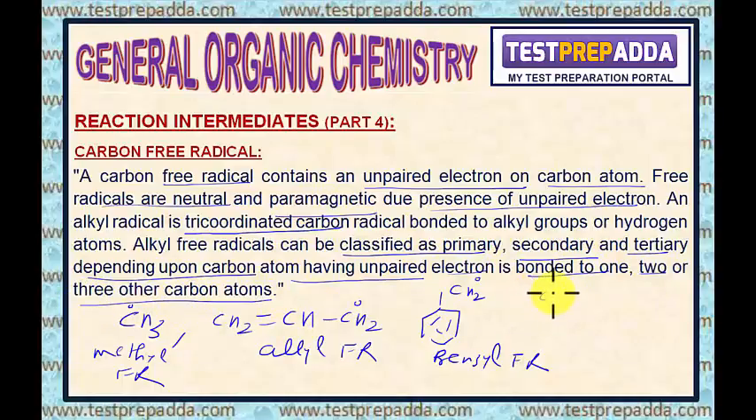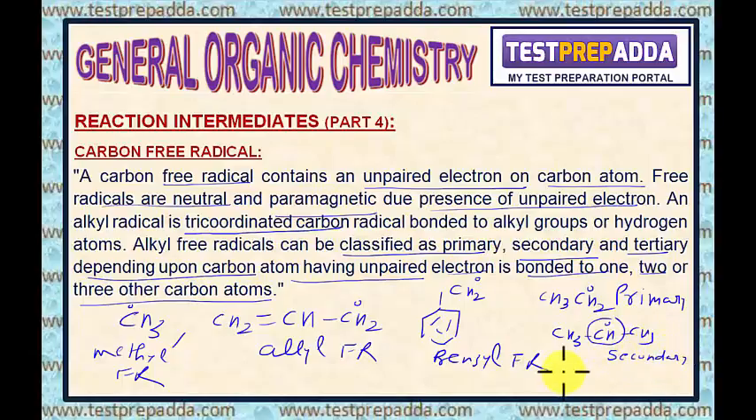For example, if I write CH3CH2 free radical, here you can see this carbon which has the odd electron is attached with one other carbon atom. That is why this is primary alkyl free radical. Now second, CH3 CH CH3. Here you see this carbon which has the odd electron is attached with two other carbon atoms. That is why it is secondary. Now CH3 free radical here, CH3 CH3. Here you can see this carbon is attached with three other carbon atoms. That is why it is tertiary. This is tertiary free radical. My point is clear.